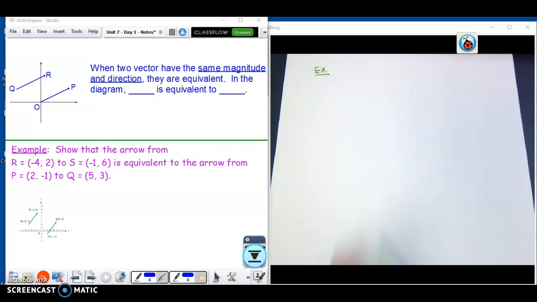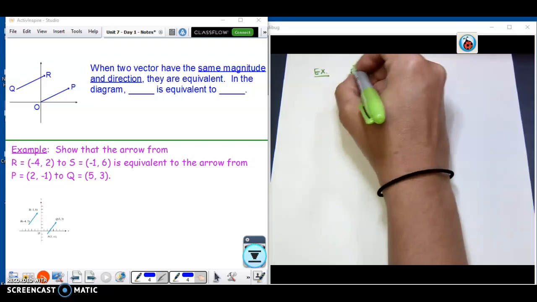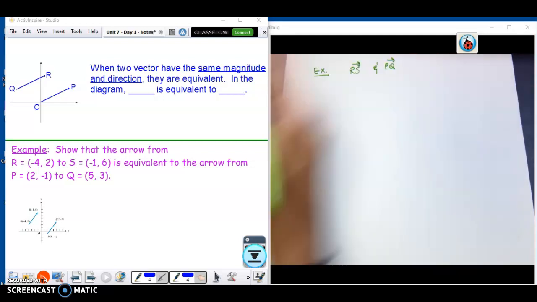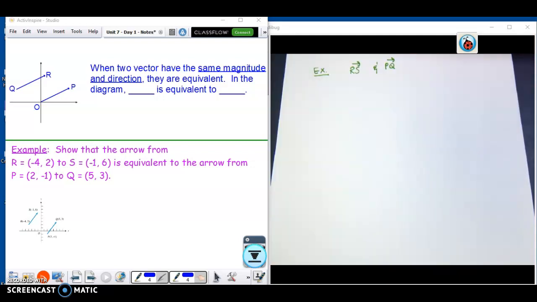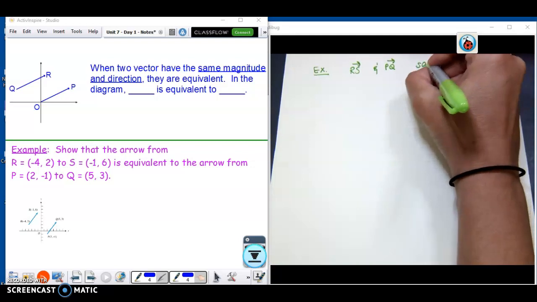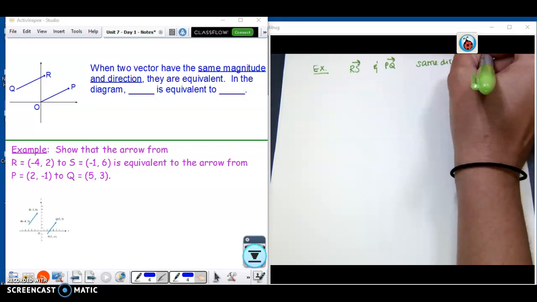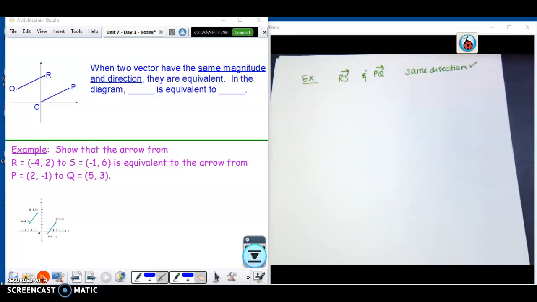So just taking a look at RS and at PQ, those two vectors are pointing in the same direction, so they are moving in the same direction. So we know that that's true. Okay, if that wasn't true, then we couldn't prove that they were equivalent. Alright, so before we can find the magnitude, you have to actually find the vector.